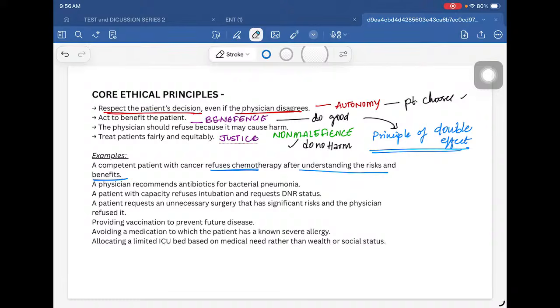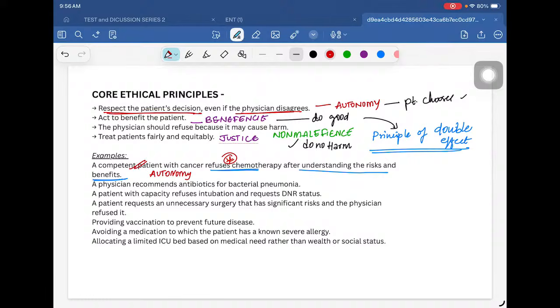Alright, very good. So this is actually autonomy, wherein whatever the patient is telling, you're going with it. Patient doesn't want chemo. Why? Because the patient understood the risks and now they voluntarily say I don't want it. They're competent. You go with the patient.